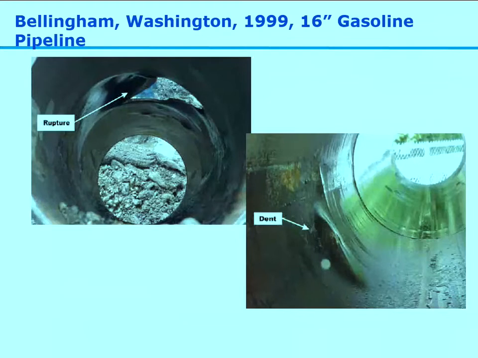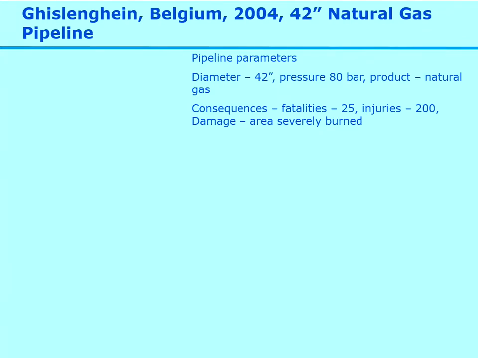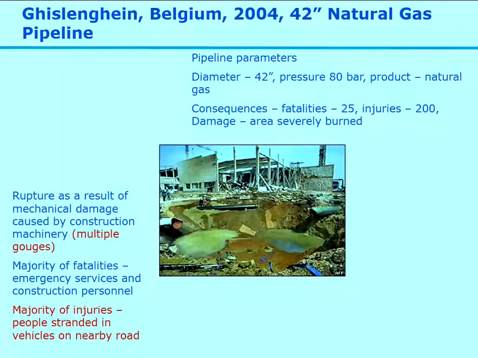Right, this failure is of a gas pipeline which occurred in Gislingham in Belgium in 2004. The pipeline that failed is this one here, and you can see in the background that there was another pipeline which remained operational throughout the incident.